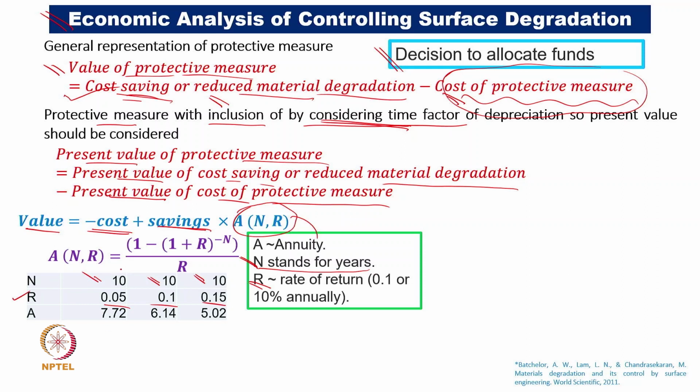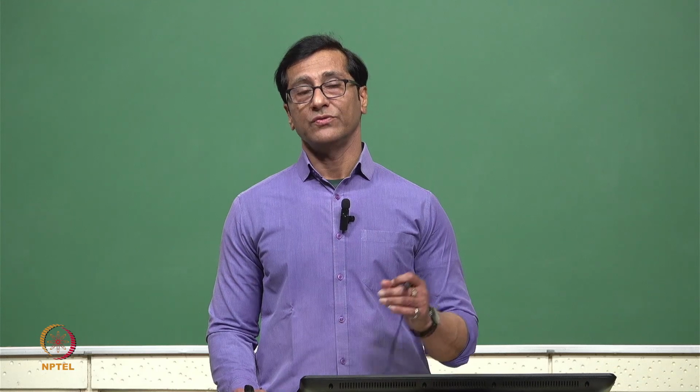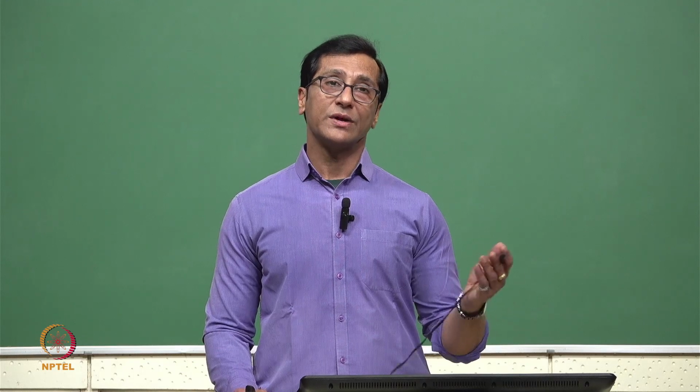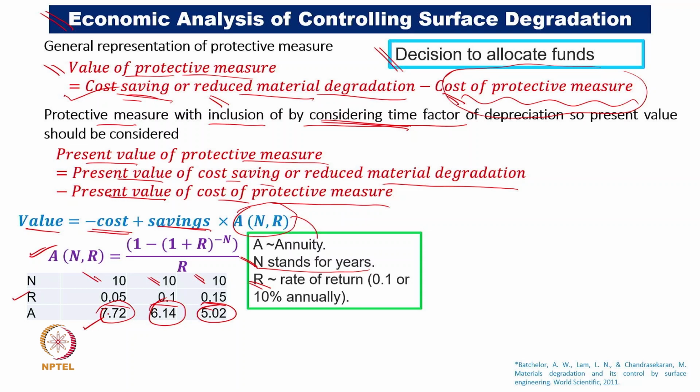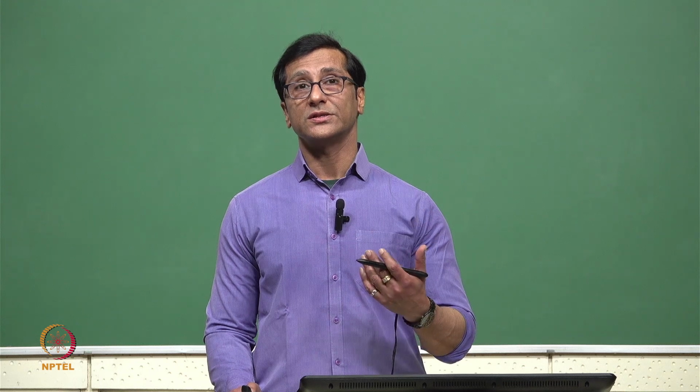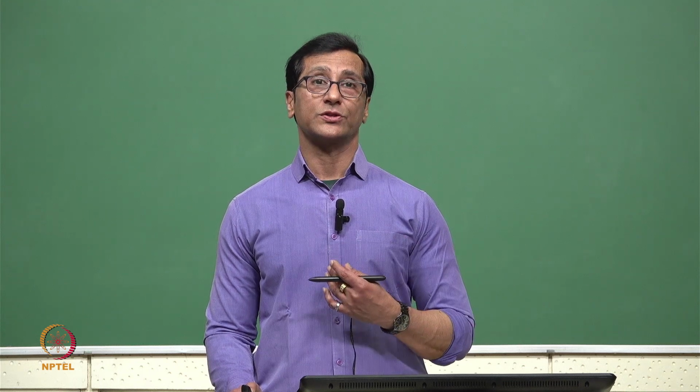So A can be calculated based on this formula. First it will come out to be 7.72, 6.14, and this is 5.02. So here, as the rate of return expectation increases, we need to show the returns in fewer years. In this case, the same return we are showing in 7.72 years, while in this case we have to show it in 5 years' time. So this is very important to take a decision. What is our expectation?